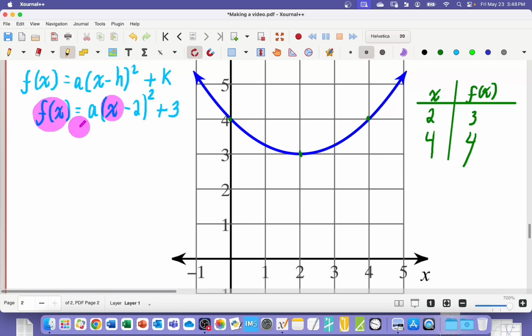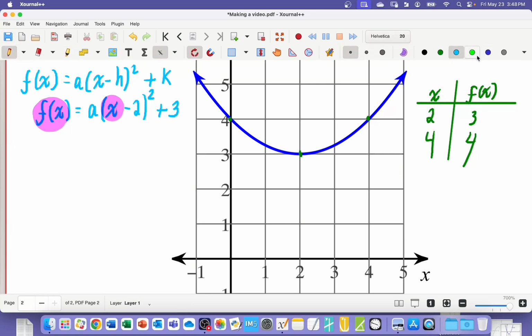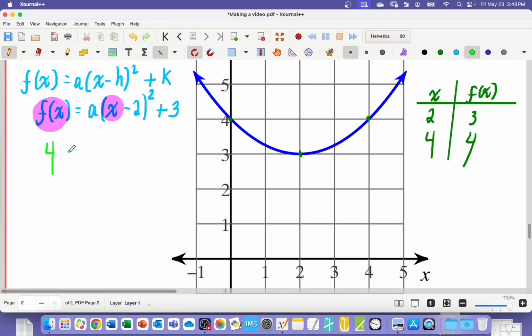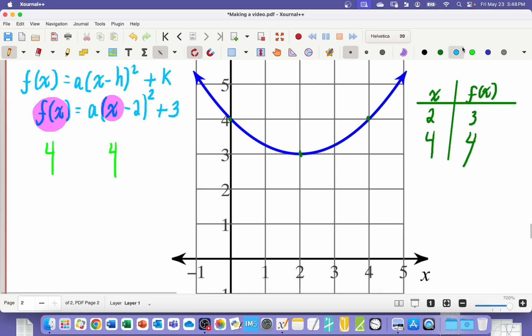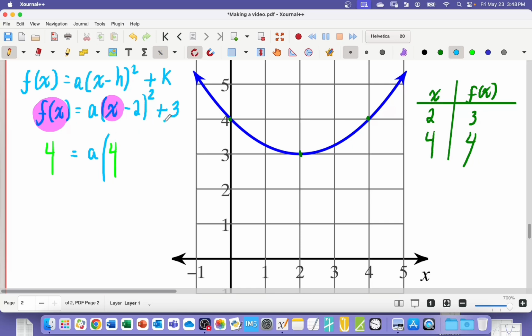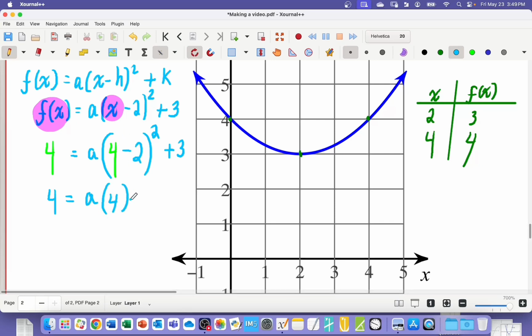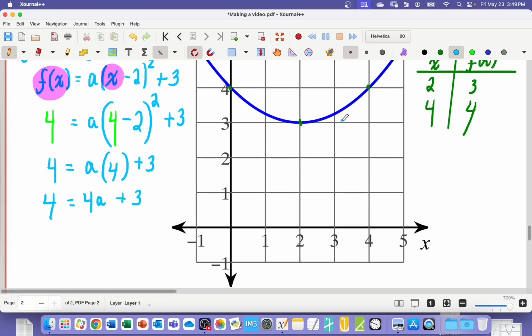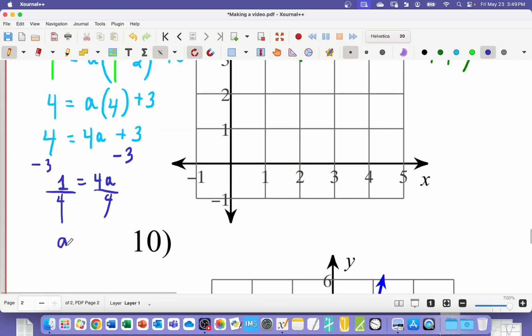So fortunately, we can plug stuff in here because it's an input-output pair. Any input, any output pair. So 4 equals a times (4 minus 2) squared plus 3. 4 equals a times 4 plus 3, minus 3. Oh, here, let me just make this look a little nicer. This is a regular two-step equation. Divide both sides by 4. a has to be 1 over 4.